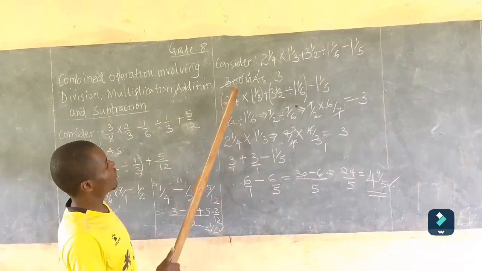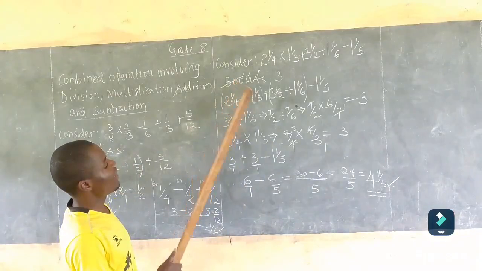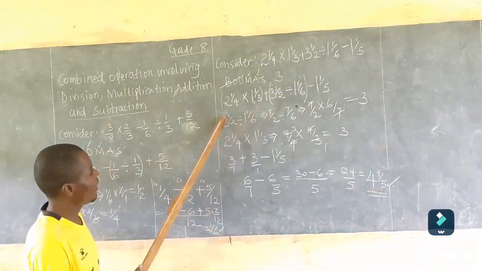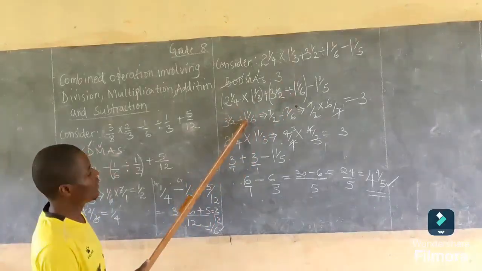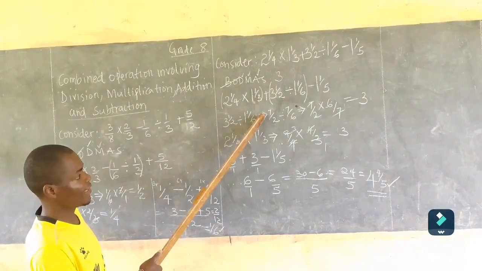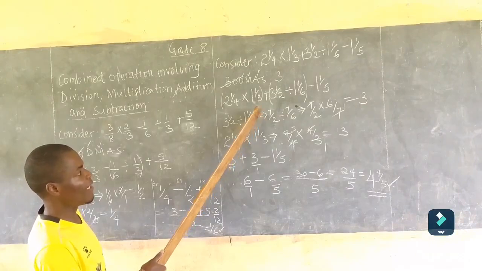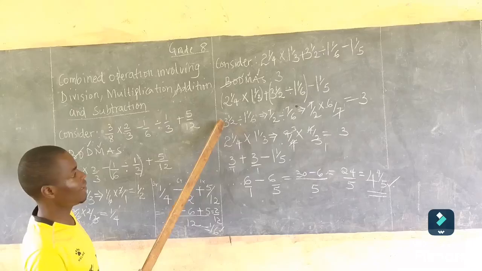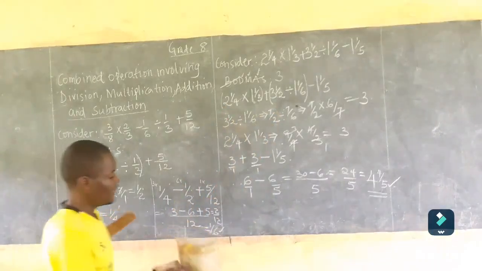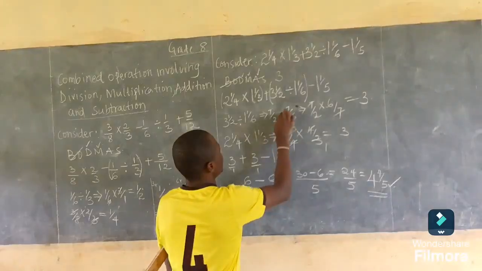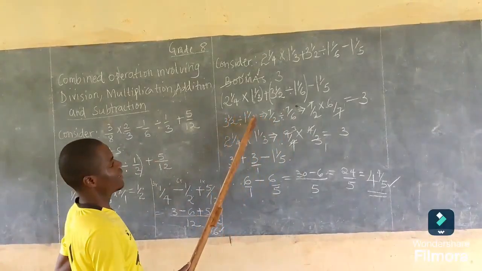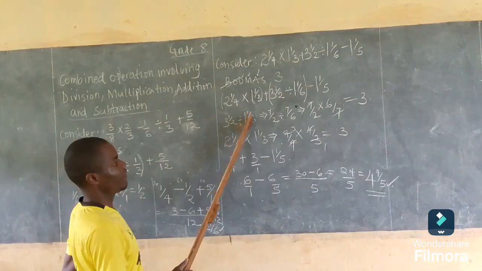Now, we are starting with division. What are we dividing? We are dividing 3 and 1 over 2 divided by 1 and 1 over 6. And so, we write it into proper fraction, done as you remember. 2 times 3 is 6. 6 plus 1 is 7. So 7 over 2 is the first. Divided by, this is division. 1 and 1 over 6 is 6 times 1 is 6. 6 plus 1, 7 over 6.